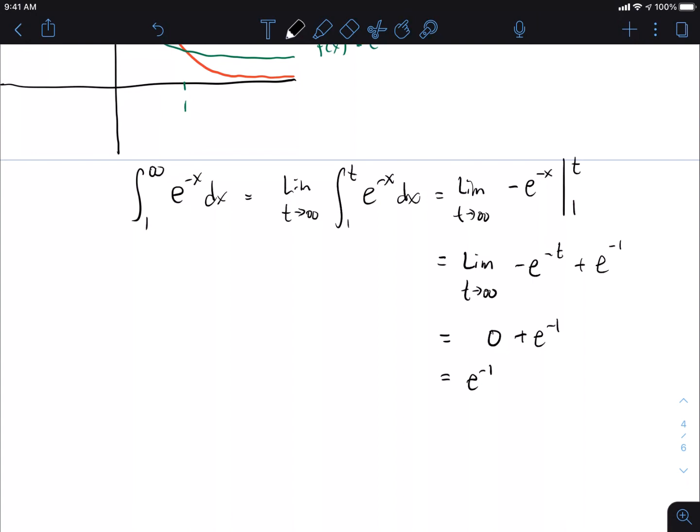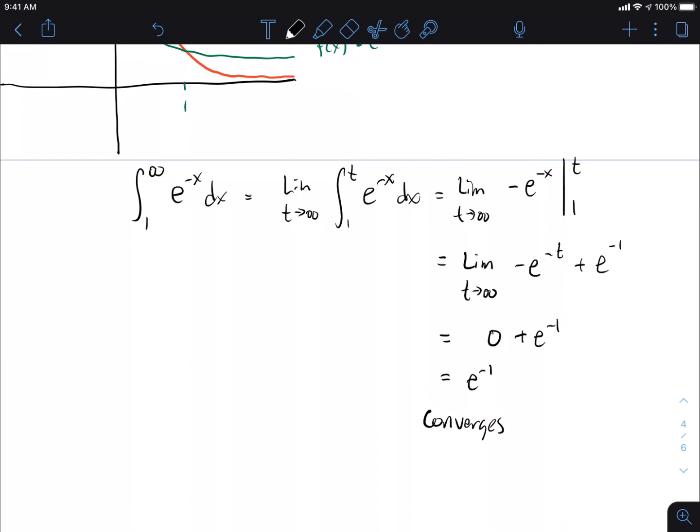2.718281828, and so on, right? Did it go to a specific value? Yes. Since it went to a specific value, what do I know about the integral from 1 to infinity of e to the negative t, or e to the negative x dx? Convergent. It converges.